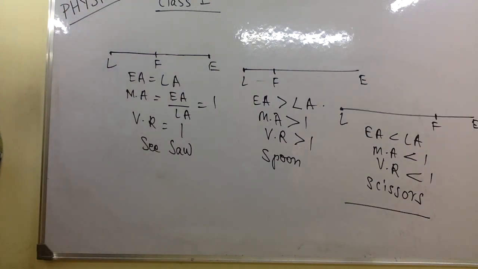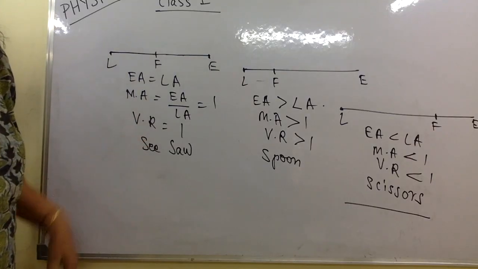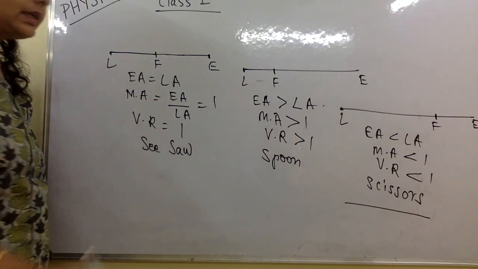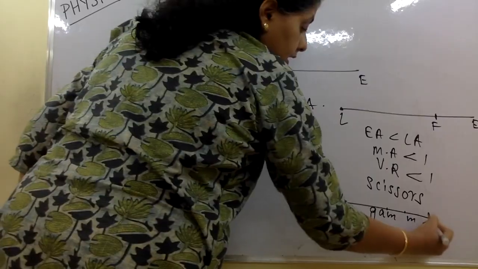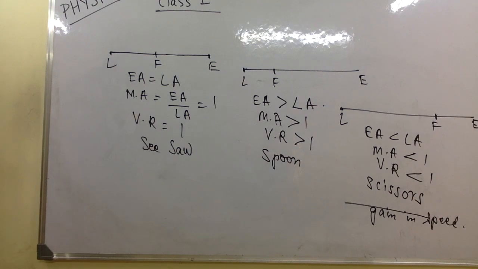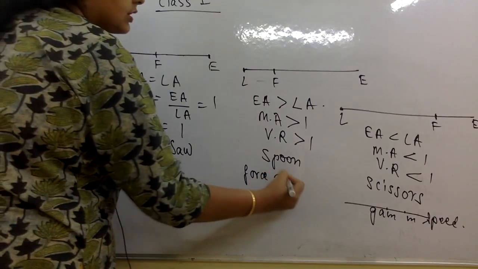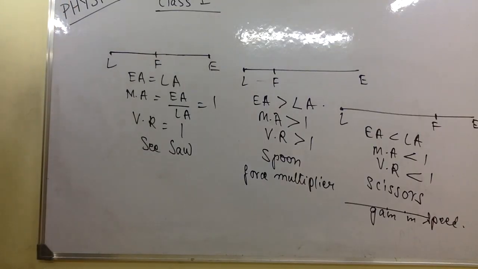Not just that, let's see something else also important here. These are the three types of class 1 only. Only class 1 has three types. Now here, effort arm smaller than load arm is used only for gain in speed. When mechanical advantage is less than 1, this is used for gain in speed. That is why you use this machine to increase speed. Whenever mechanical advantage is more than 1, this works as a force multiplier.